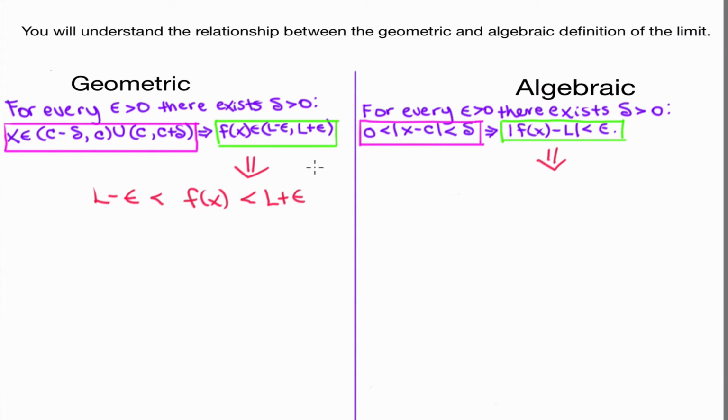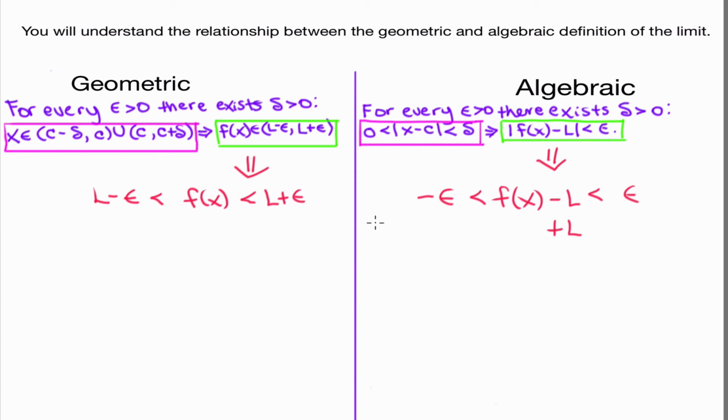According to interval notation, when f of x is in the interval from L minus epsilon to L plus epsilon, that means that f of x is between L minus epsilon and L plus epsilon. According to the definition of absolute value, anytime we have the absolute value of something less than a number, that is exactly the same as this f of x minus L being between the negative version of this number and the positive version of this number, as follows.